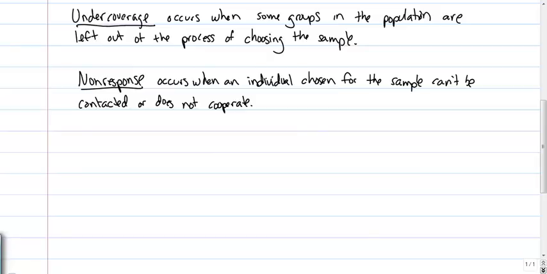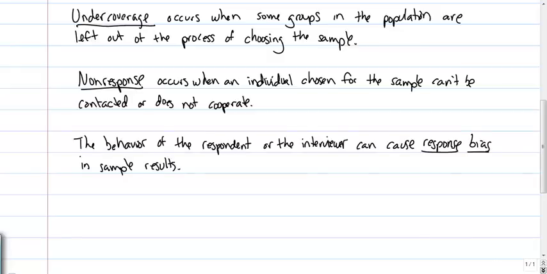Okay, a couple of other things we need to be careful of. The first one is response bias. This is when the behavior of the respondent or the interviewer, we say it causes response bias in our sample results. And we'll look at an example in a moment.